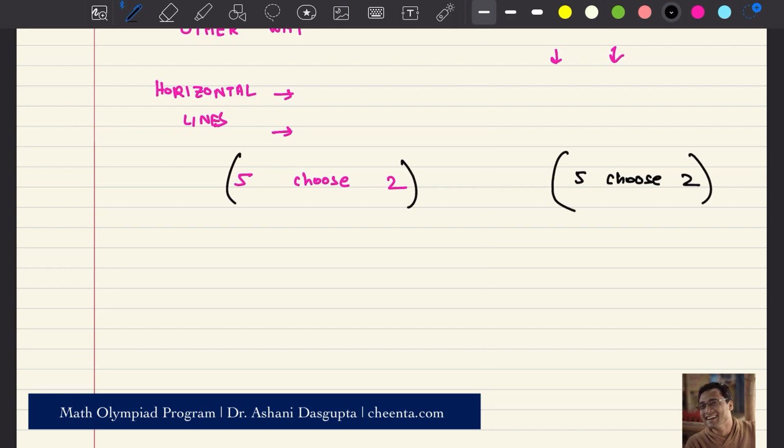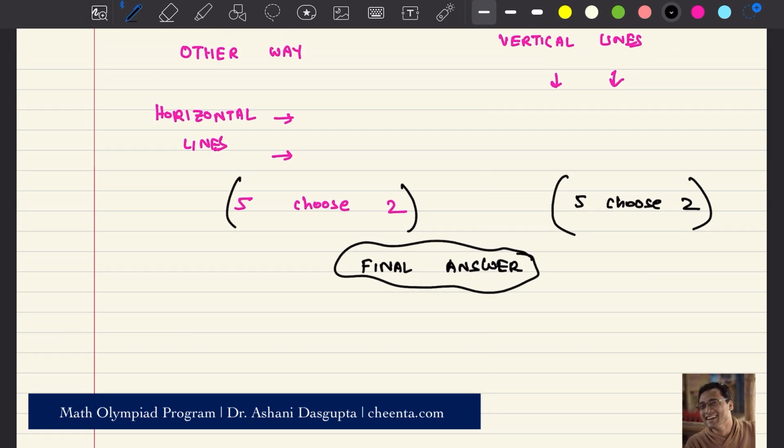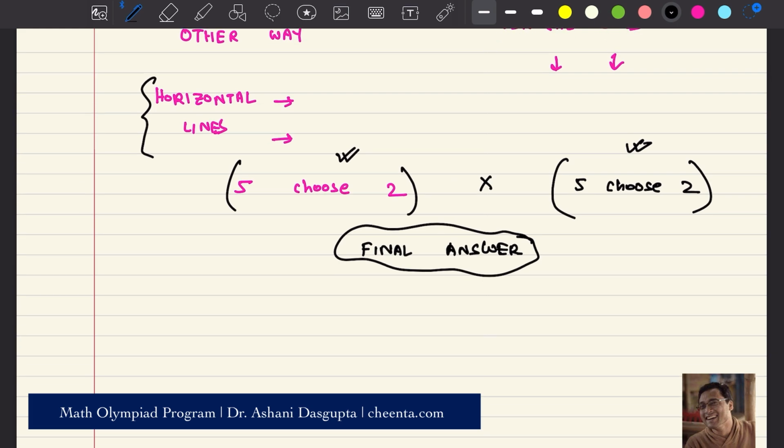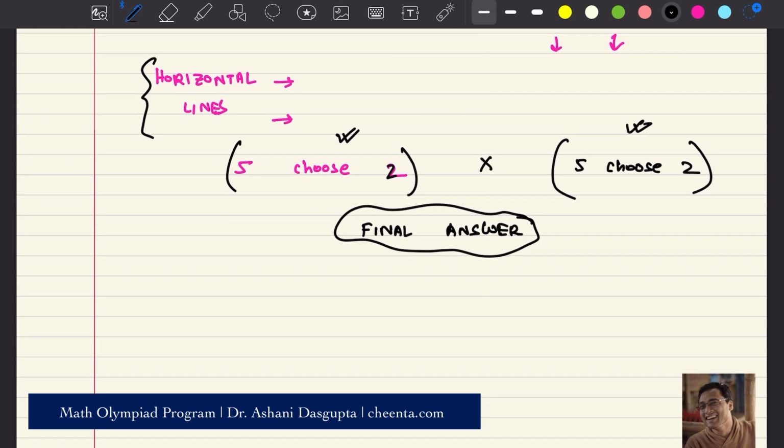So can you tell me the final answer? That's the second challenge. How many rectangles would you get? How many choices of horizontal pairs and vertical pairs can you make? For each of the horizontal pair choices, you will have a vertical pair choice. So you have to multiply these 2. So out of 5, you have to choose 2 here and then multiply with 5 choose 2 here. Can you give me the final answer in the comment section?